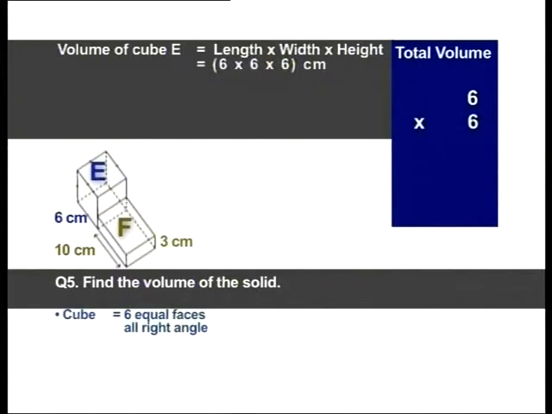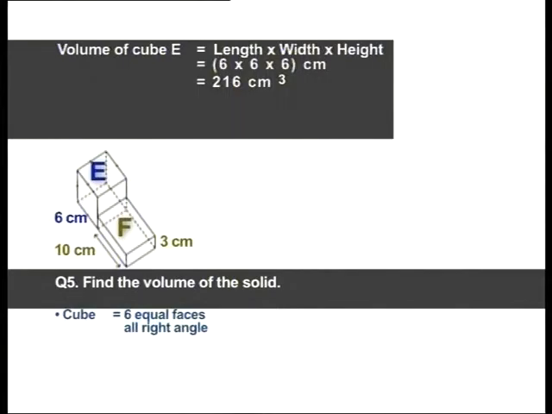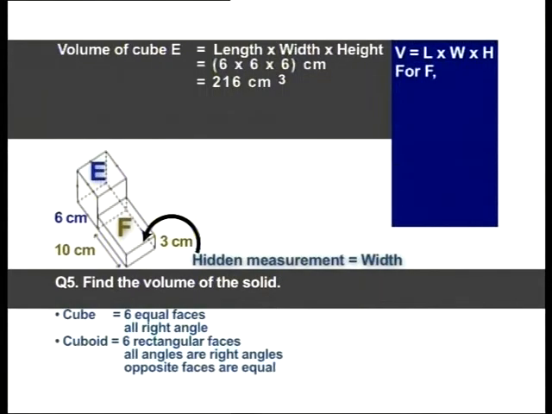6 multiplied by 6 equal to 36, and 36 multiplied by 6 equal to 216 centimeter cubic. The total volume of E is 216 centimeter cubic. There is hidden measurement for cuboid F. Cuboid is a solid object that has 6 rectangular faces. All angles are right angles, and opposite faces of the cuboid are equal.